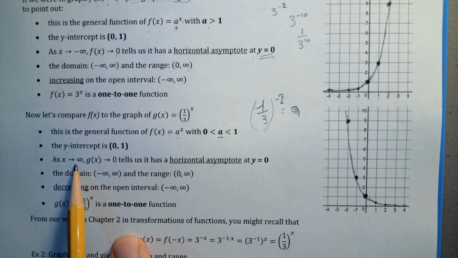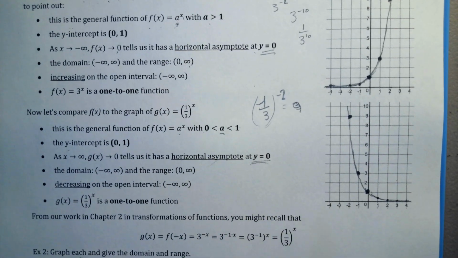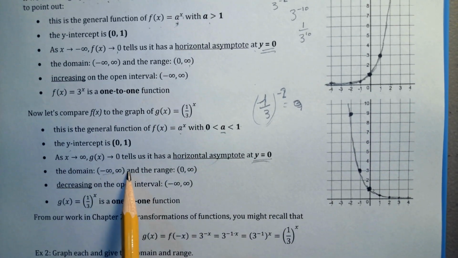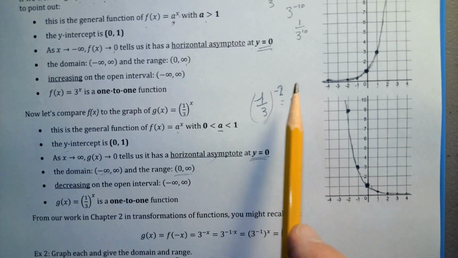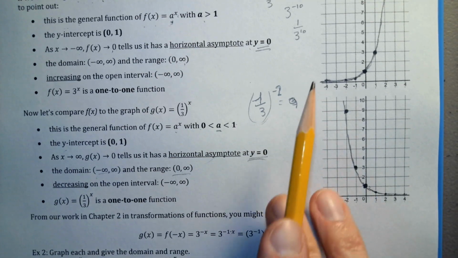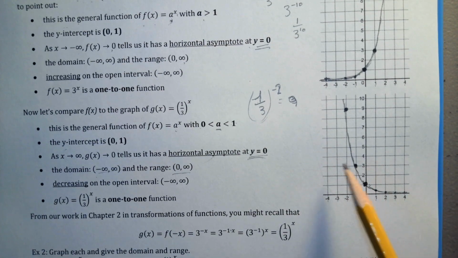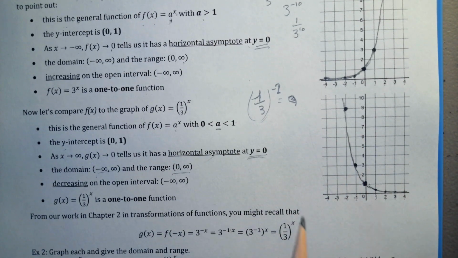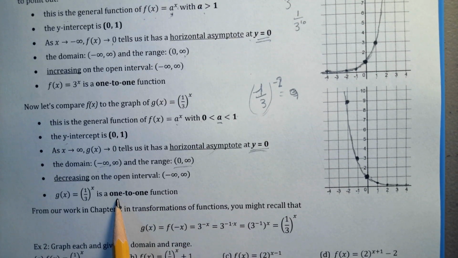As x goes to infinity this time, the function gets closer and closer to 0. And again, we have a horizontal asymptote at 0. The domain is all real numbers. The range, again, is 0 to infinity. It's decreasing this time on the whole real number system, on all possible values, so it's decreasing for its entirety. And then again, this function and its inverse are also functions, so that means this is a one-to-one function.